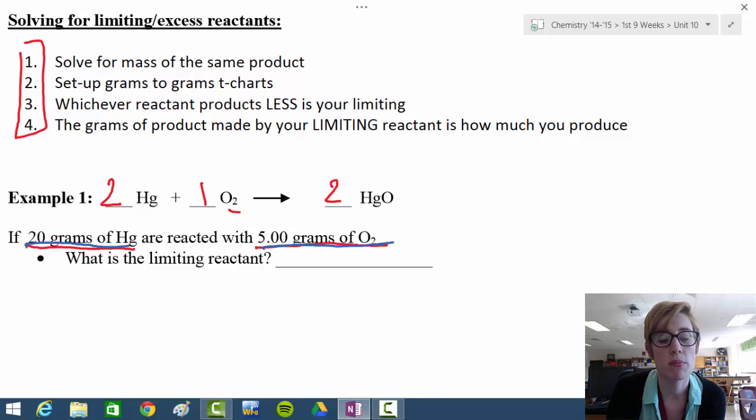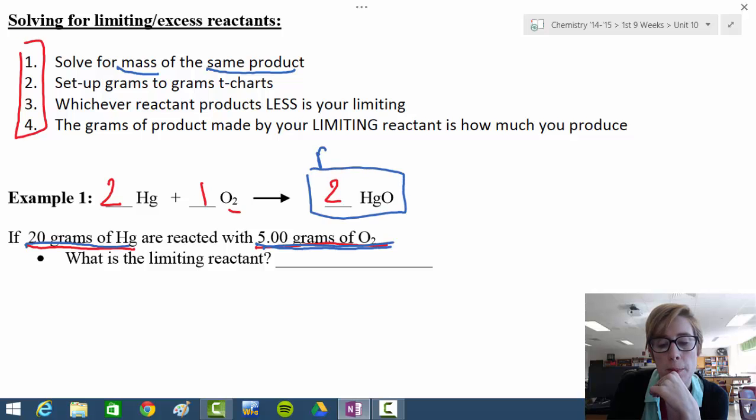We're going to take grams of our mercury, and we're going to solve for how much product it would make. And then I'm going to take my grams of my other reactant, oxygen, and I'm going to solve for how much grams of product I can make. But the rule is you have to solve for the same product. In this equation, I only have 1 product. Mercury oxide is my 1 product.